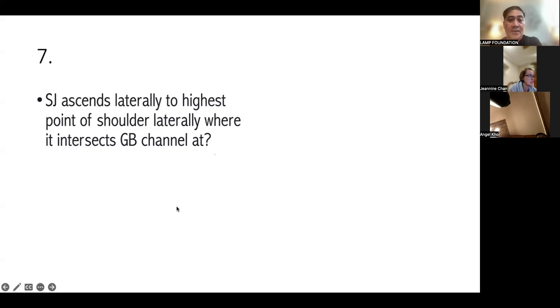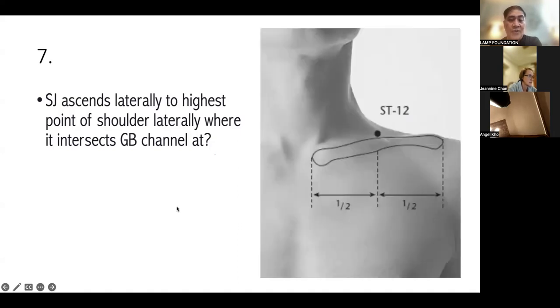Now, number 7. Sanjiao ascends laterally to the highest point of the shoulder, where it intersects the gallbladder channel at what point? GB21, doc. Okay. Do not needle this when you're pregnant. GB21. All you have to do is do like this, oh. Ma-feel mo na yung GB21 dyan.